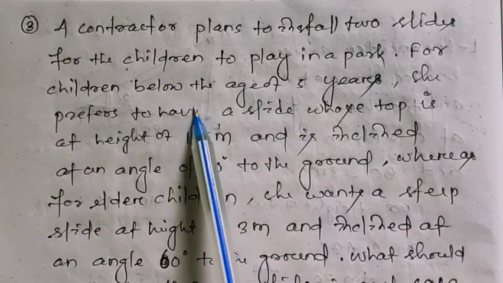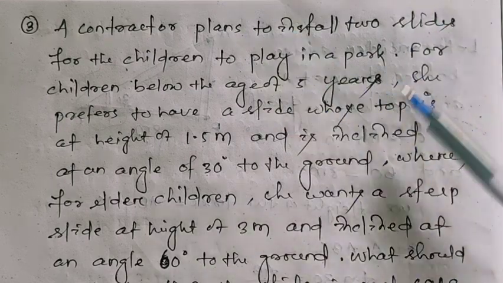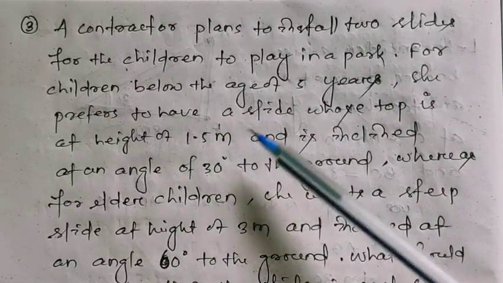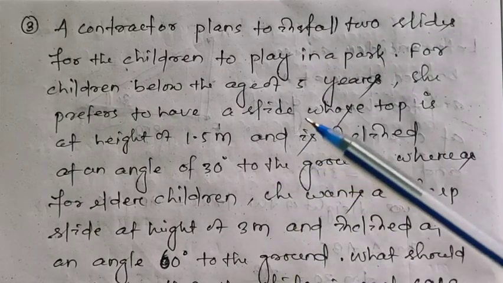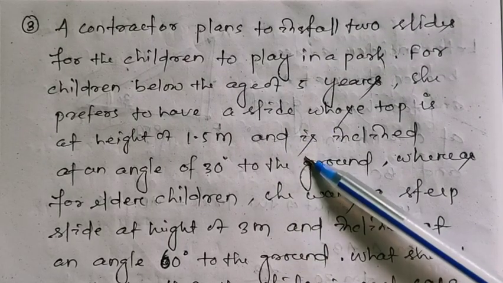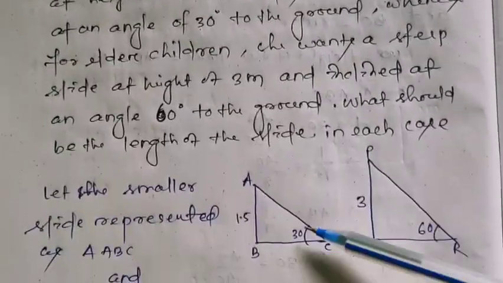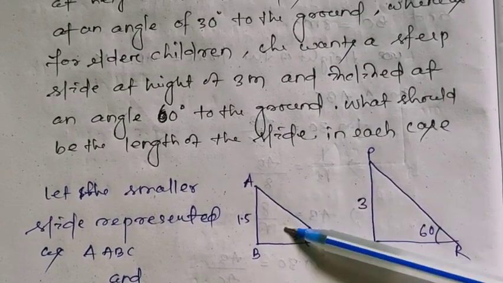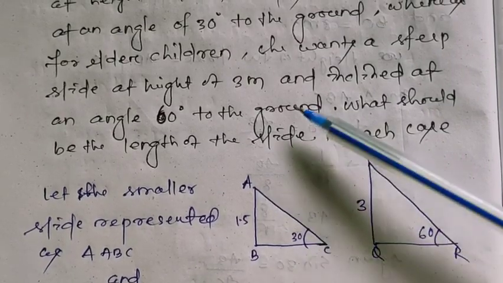One is for below 5 years and another is for adults or elders, right? She prefers to have a slide whose top is at height 1.5 meter and is inclined at an angle 30 degree to the ground. It is for less than 5-year children. The height should be 1.5 meter and the inclination is 30 degree. This is for children who are below 5 years. So the height will be 1.5 and the angle of elevation will be 30 degree.